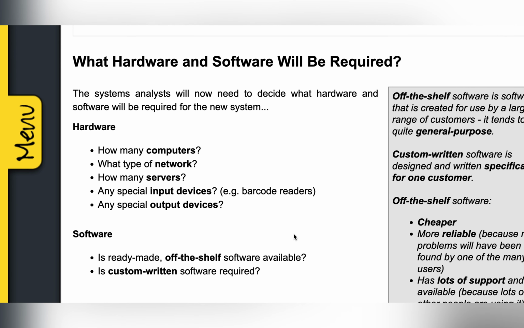Now, another thing you look at when you're analyzing a system is to check what hardware and software will be required. What hardware or software is required for the system? You have to check what hardware is required for the system and what software is also required. Now let's take a look at the hardware.